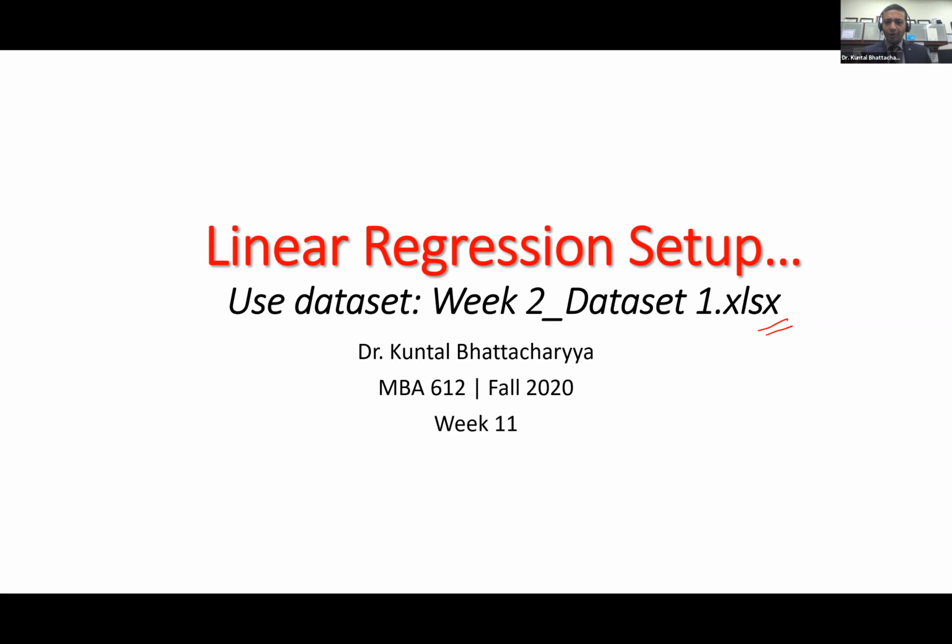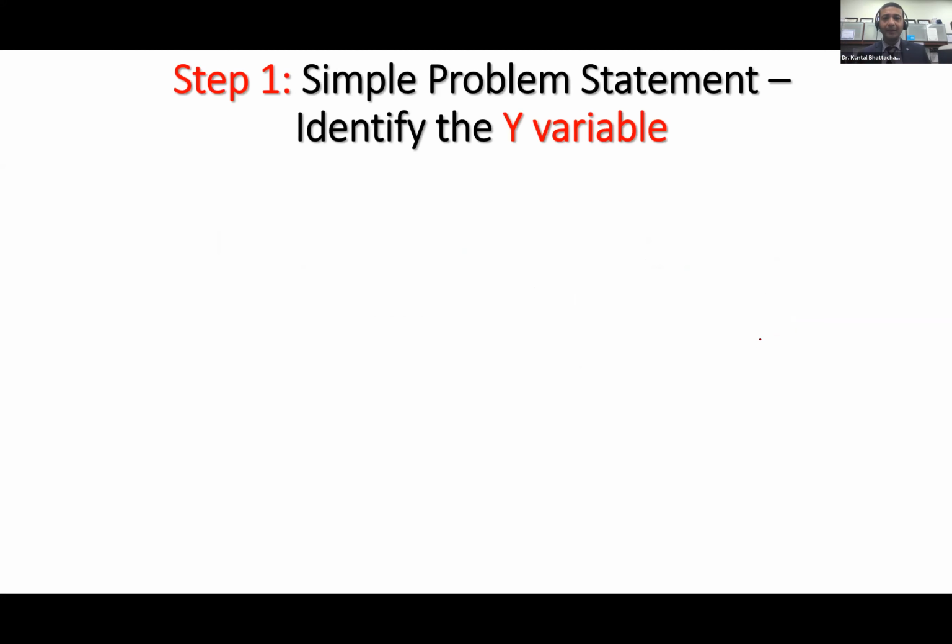So what Dr. B has here is a 7-step process, okay? A 7-step approach to doing linear regression. And we'll look into each one of these steps. Some of the earlier steps that we'll discuss, we have discussed at the beginning of this semester, so I won't spend a tremendous amount of time on this. So step 1 is finding a simple problem statement for the problem at hand. And that essentially helps you identify your Y variable.